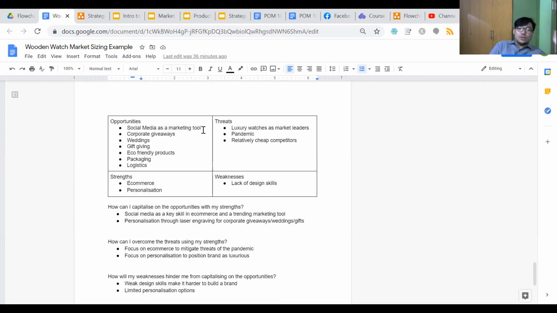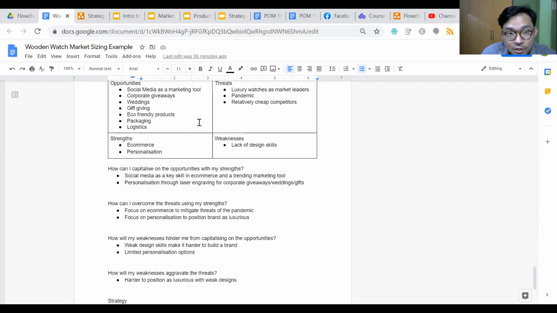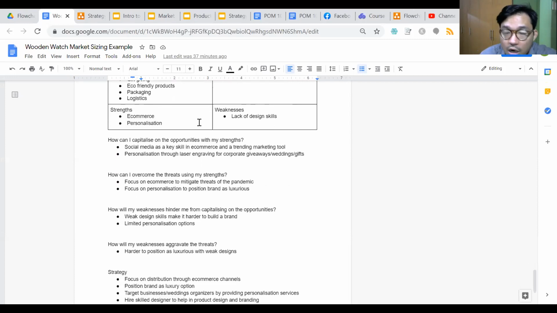Now let's go into the TOWS matrix. What I did was I listed down the different guide questions and answered them. How can I capitalize on opportunities with my strengths? Social media is a key skill in e-commerce, and it's a trending marketing tool. So this is something that I can use to market a specific product. Personalization being my strength, through laser engraving for corporate giveaways, weddings, and gifts. So I can probably sell this to different corporations, to wedding organizers, and maybe package it as a cool gift to give to your loved ones.